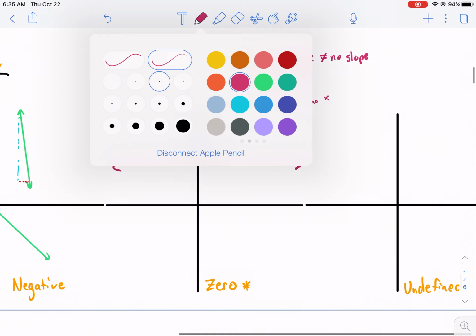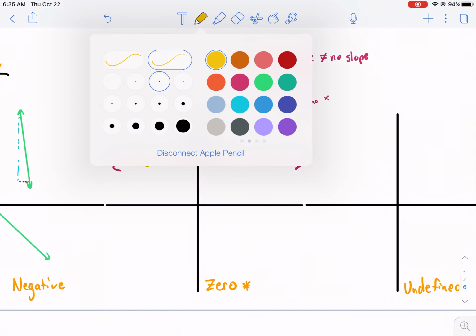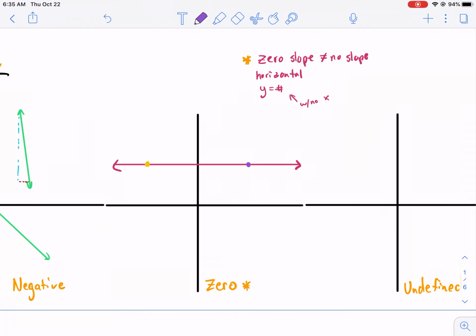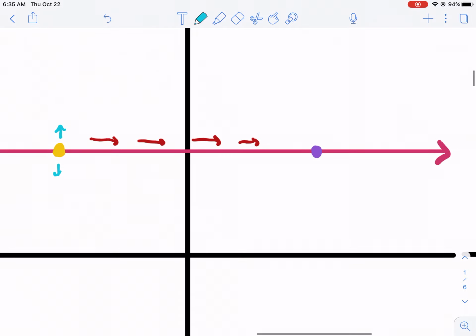Now, let me talk about zero slope for a second. If we have 2 points, I always like starting with the one on the left, and let's say we have another one on the right. What's the rise? Well, we don't rise or go down any. We just stay on the line, but our run is essentially infinite. It could be any number because we're always running.